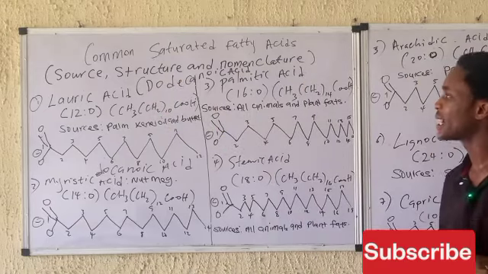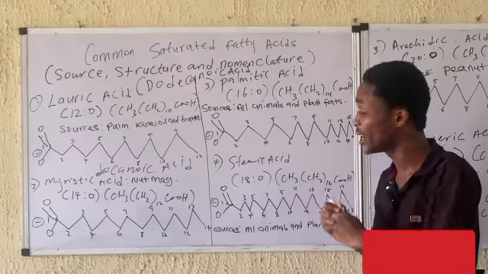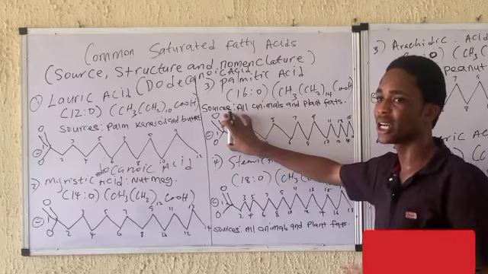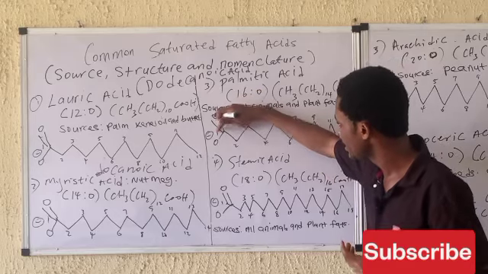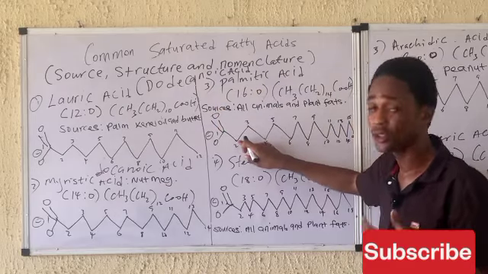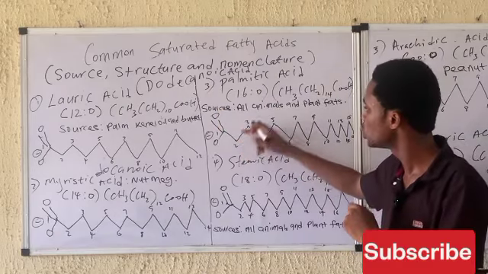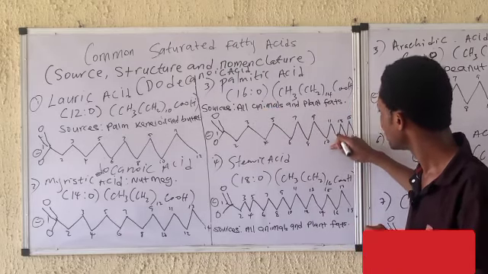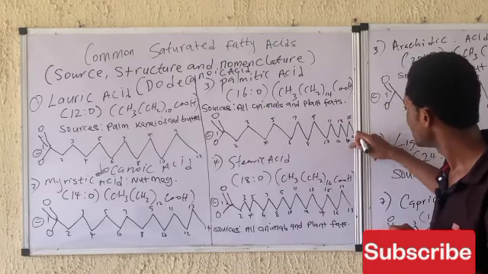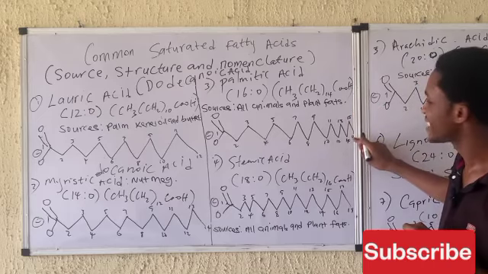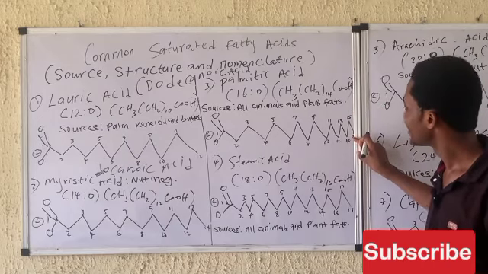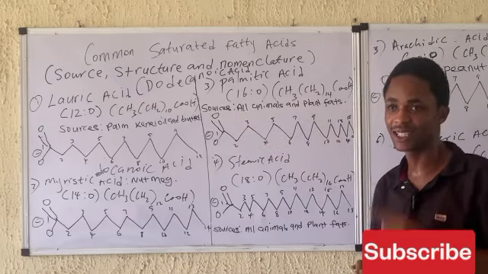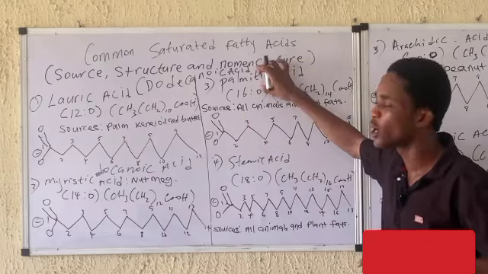The structure of palmitic acid. Remember that we always start our counting from the functional group, which is the carboxylic head. 1, 2, I told you every breaking point, there's a carbon atom there. 2, 3, 4, 5, 6, 7, 8, 9, 10, 11, 12, 13, 14, 15, 16. You see, it is 16. This is the structure of palmitic acid, and I told you this is the common name.